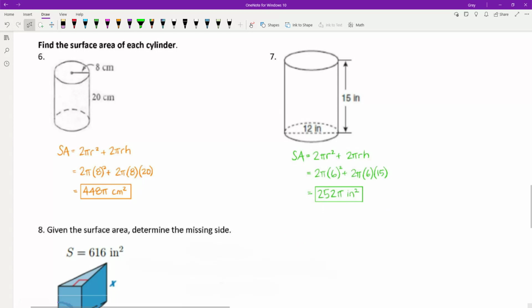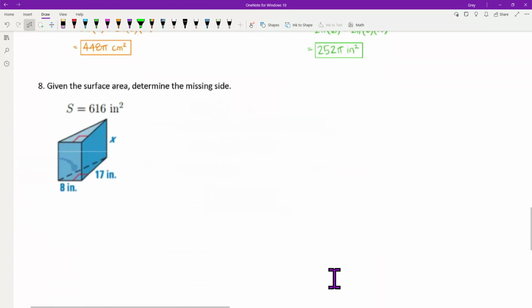All right, last problem. Often you're going to have to find the missing dimension. So that's what's going on here. Given the surface area, determine the missing side. So I have a prism. The surface area of a prism, S is surface area. Okay, so I know that surface area is 2 times the area of the base plus the perimeter times the height. And I think you've heard me say, know the formula, plug in what you know to find what you don't know. So do I know the surface area?